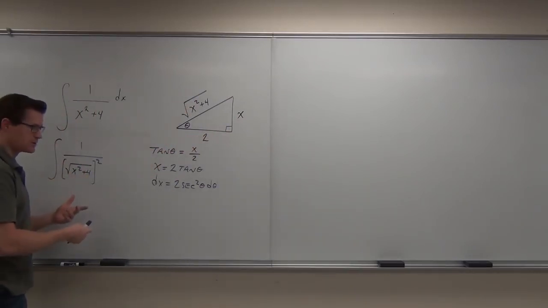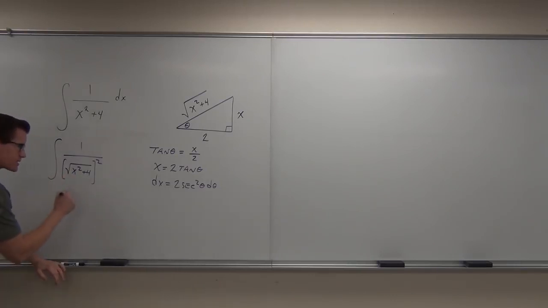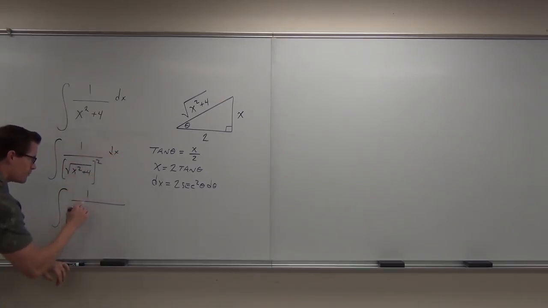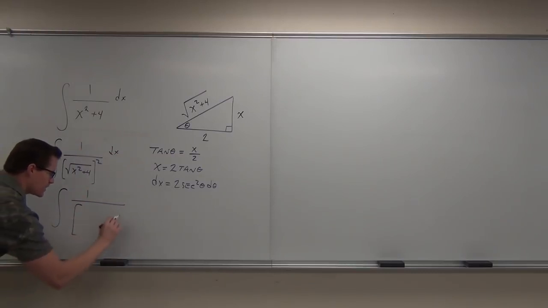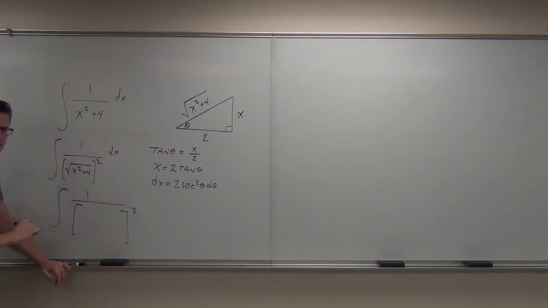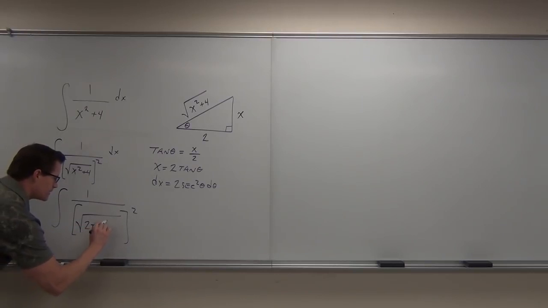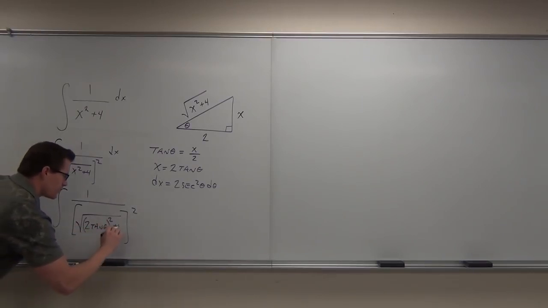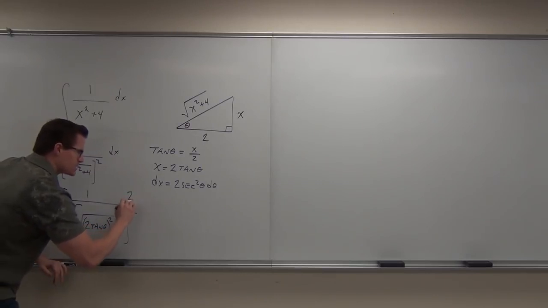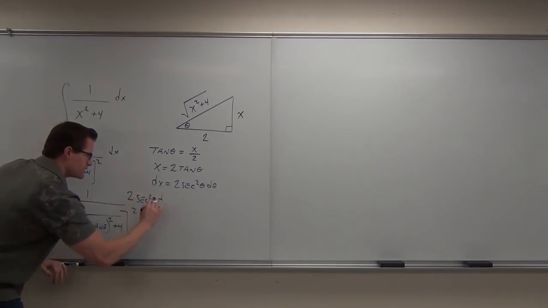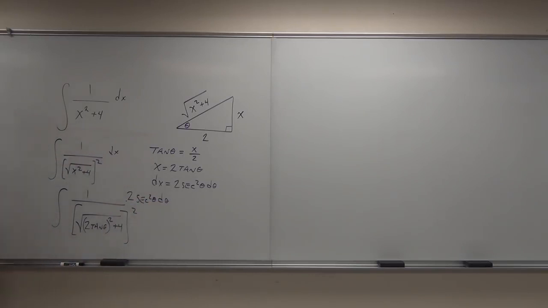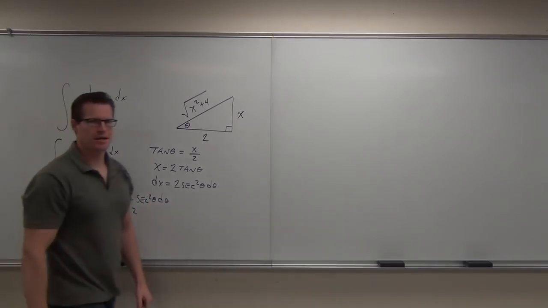Now, either way you go about doing this, you're going to get the same thing, because when we plug this in, when we do our actual substitution, we've got 1. I'll leave it this way, just so you see what I'm talking about. We'd have 1, we'd have something being squared. You with me? Inside here, we'd have a square root. We would have 2 tan theta squared plus 4. And then we'd have our dx becomes 2 secant squared theta d theta. You guys get me so far?